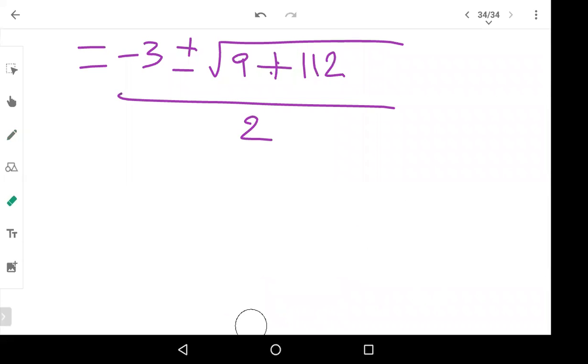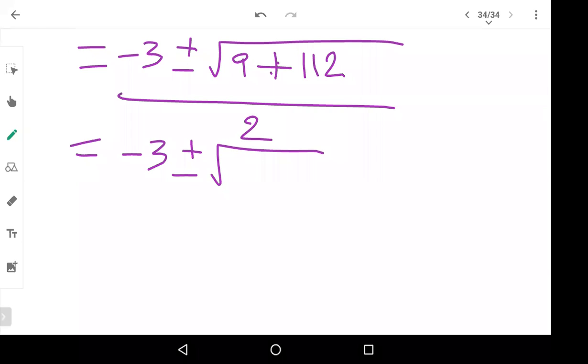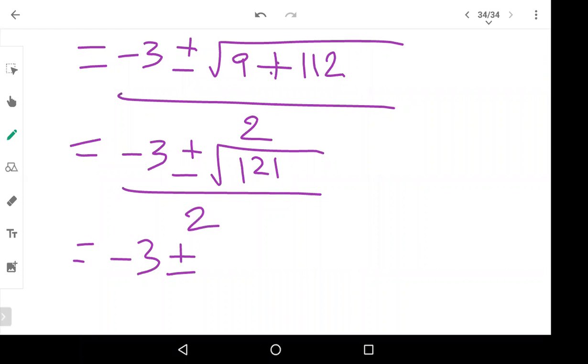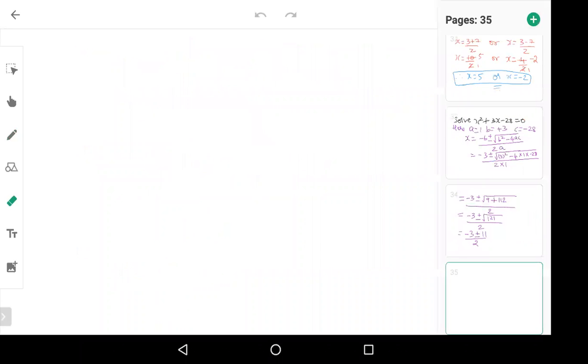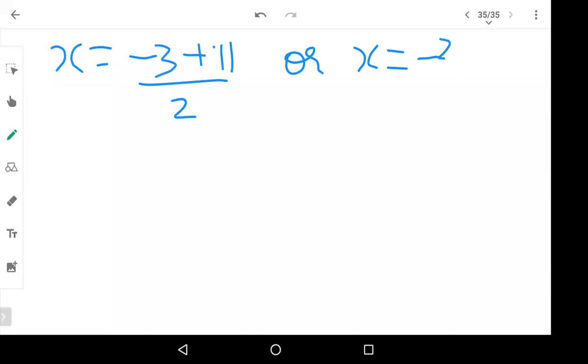Now next, let us continue and simplify this. Minus 3 plus or minus square root of 112 plus 9 will give me 121, divided by 2. Minus 3 plus or minus square root of 121 is 11, so 11 by 2. So we have got two roots here. What are the two roots that we have got? x is equal to minus 3 plus 11 by 2, or x is equal to minus 3 minus 11 by 2.